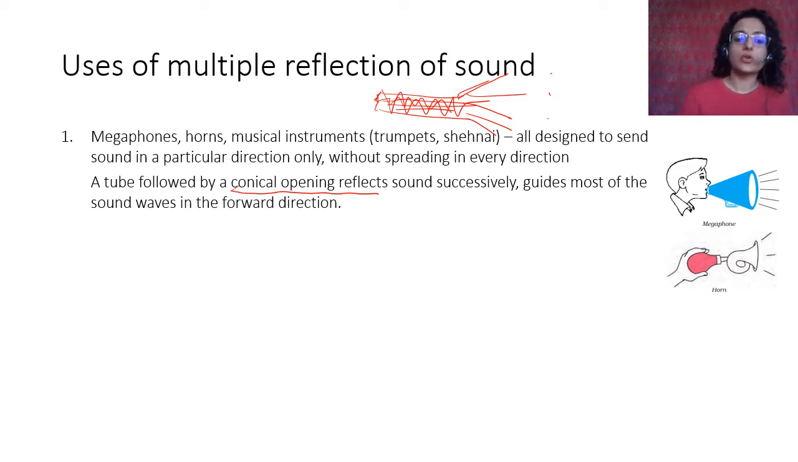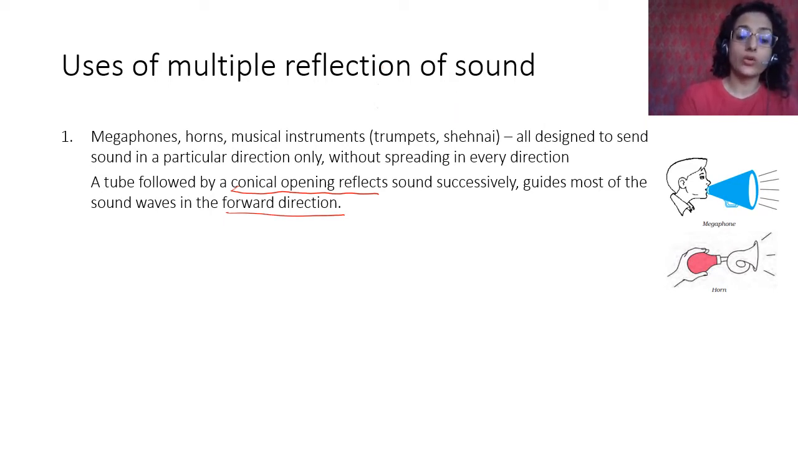All right, so it guides most of the sound waves in the forward direction. Of course if there's a gap here then a little bit will go here and there, but most of them are reflected from the surface of the tube, and then they are guided in the same direction, so that the sound is clearer and more amplified. Okay, what does amplification mean? To increase the loudness or the intensity of the sound.